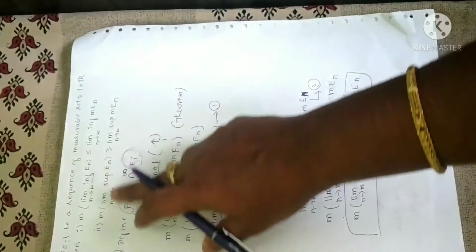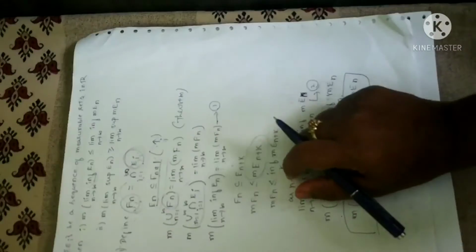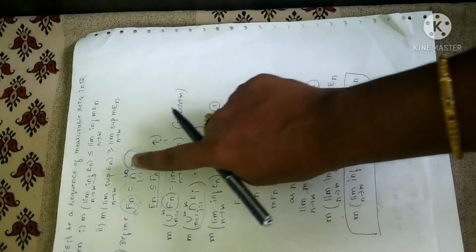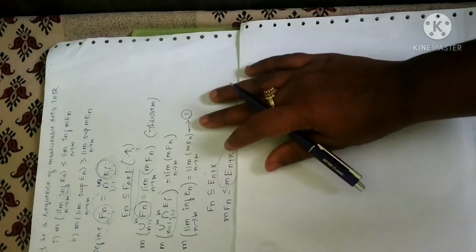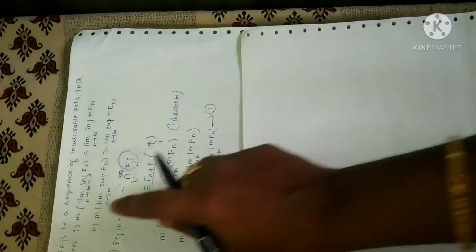Now what is the second statement we have? Limit supremum. Whatever we have proved in the first case is for infimum. Now let me repeat the same for the supremum case. I'm going to prove it here. The proof is quite similar, but whatever hints I have told you, you have to follow that. So the first step is the same.